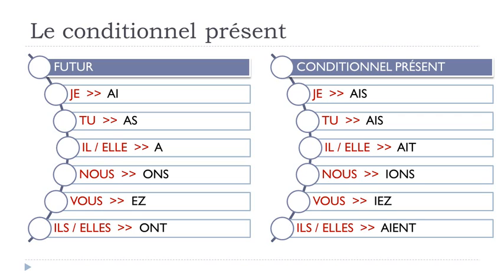So to be totally honest, because basically we construct these two tenses the same way, the endings here and here will be the only way to make the difference between the future and the conditional. So it's quite important to really remember them by heart. Okay, so remember future, AI, AS, A, ONS, EZ, ONT, but then conditionnel présent, AIS, AIS, AIT, IONS, IEZ, AIENT.